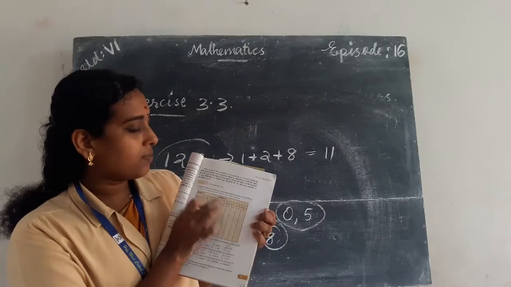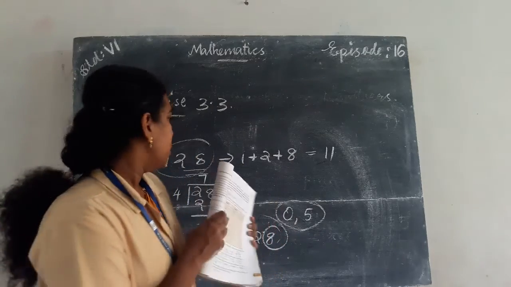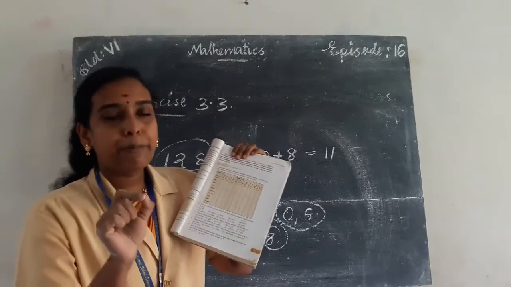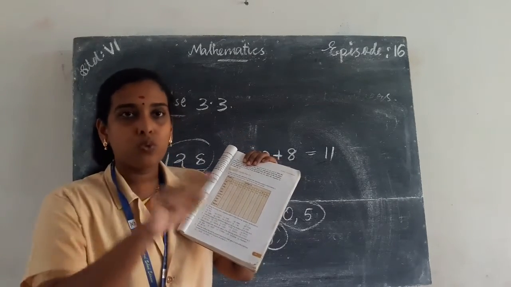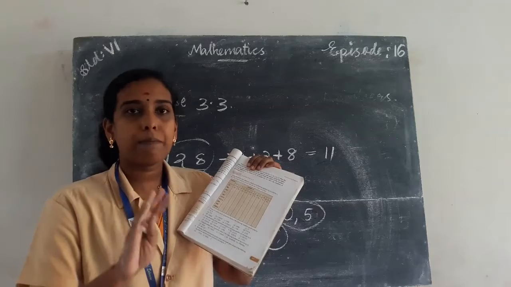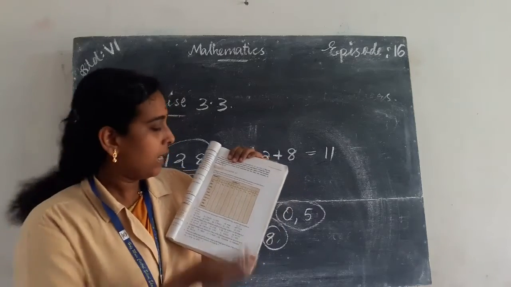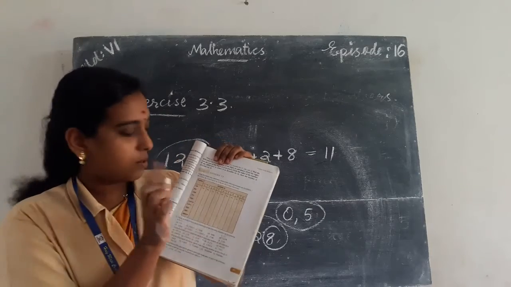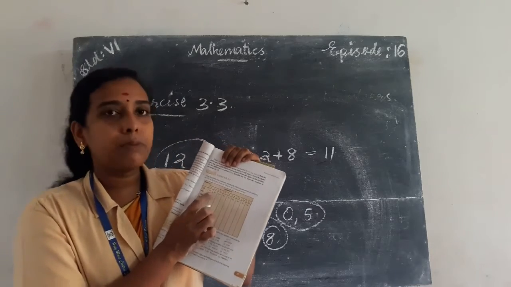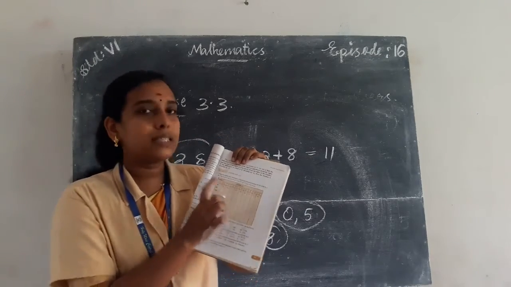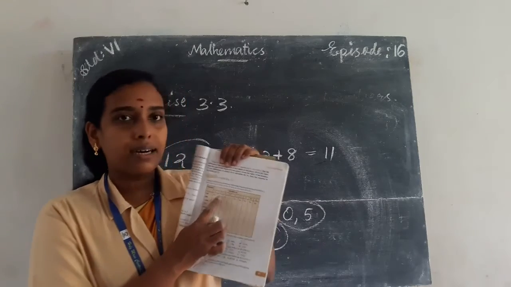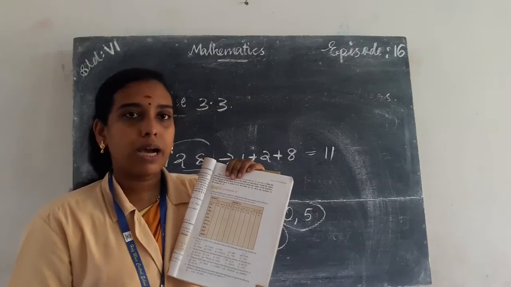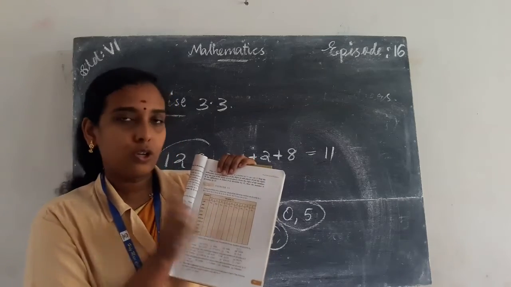Then the next one is 6. Is 128 divisible by 6? If a number is divisible by both 2 and 3, then we can say that the number is divisible by 6 also. Here 128 is divisible by 2, but it is not divisible by 3. So the number is not divisible by 6. So we can write no.